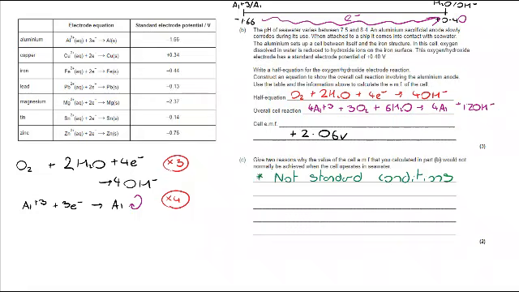On to part C: give 2 reasons why the value of the cell EMF you calculated would not normally be achieved when the cell operates in seawater. Well, we know there are certain standard conditions: 298 K, 1.00 molar solution, 100 kilopascals of any gas. We are not going to have standard conditions in seawater.